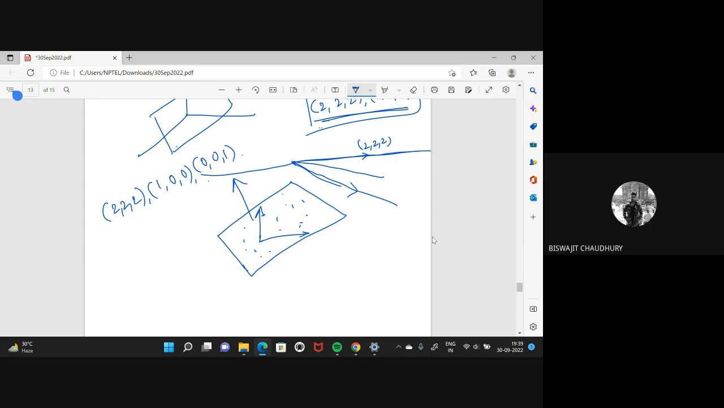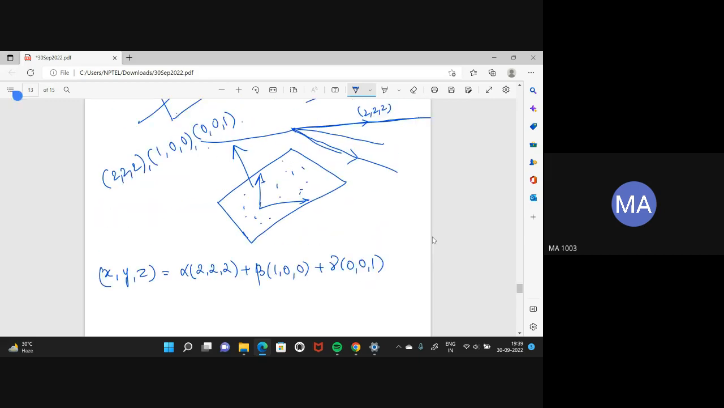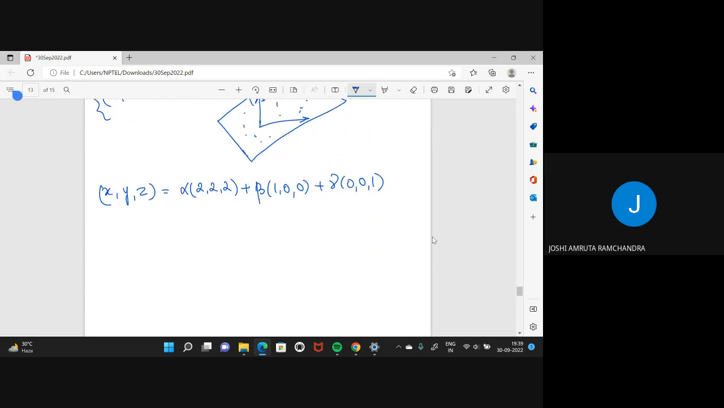Like you took x, y, z in R3, then you take any x, y, z. If you are able to express it as alpha times (2, 2, 2) plus beta times (1, 0, 0) plus gamma times (0, 0, 1), then it means that this is a spanning set. Agree? Madam, can you please solve?